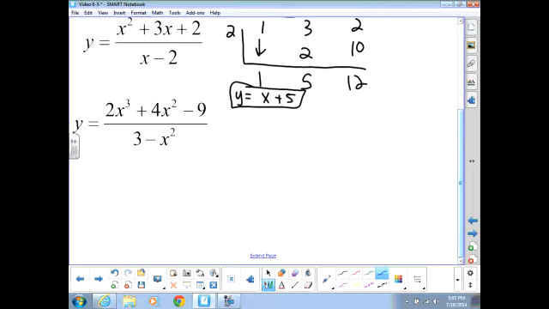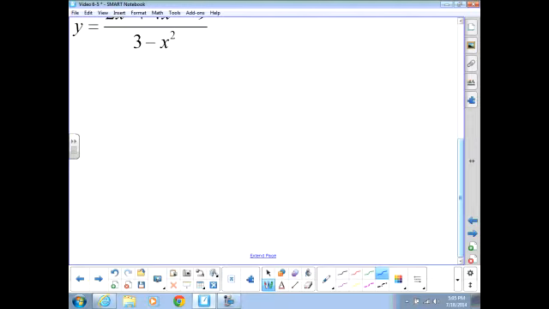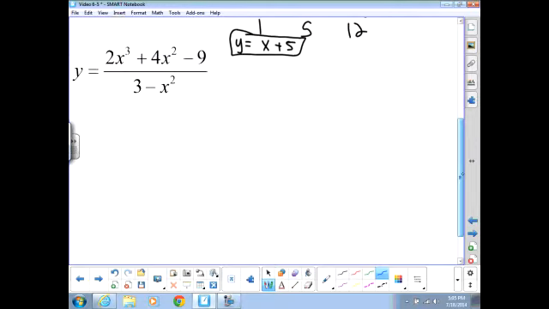Now the last one, the denominator is not linear. So unfortunately, we cannot use synthetic division. We'll have to use long division.